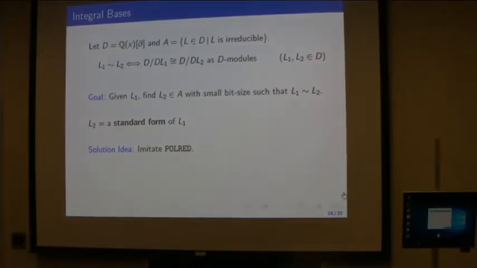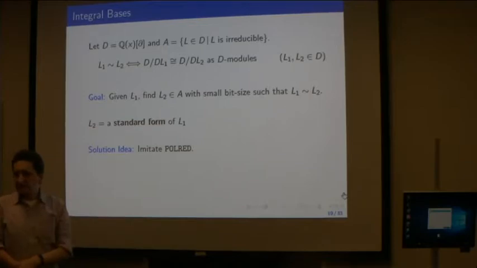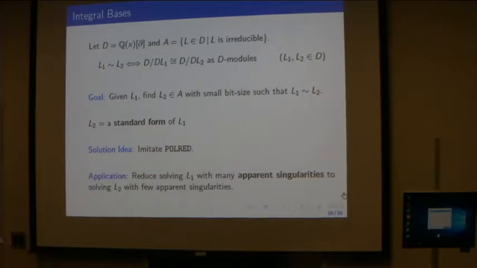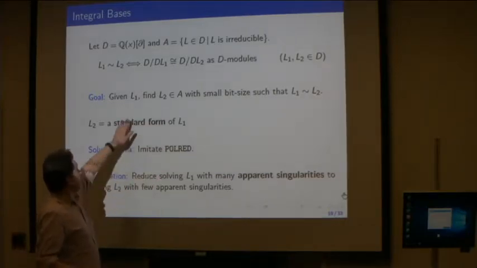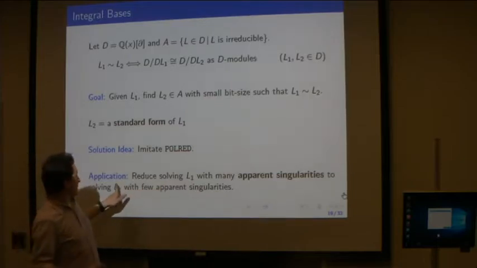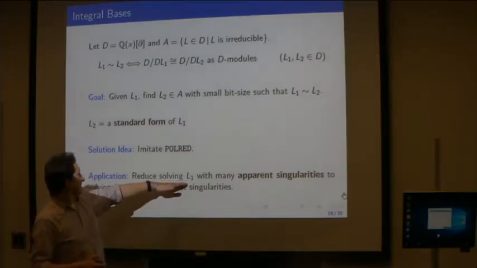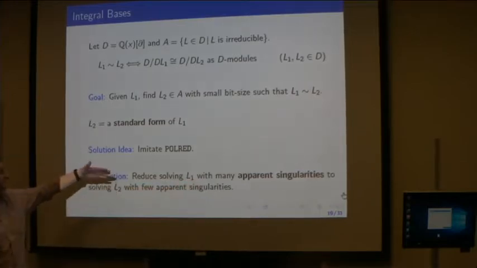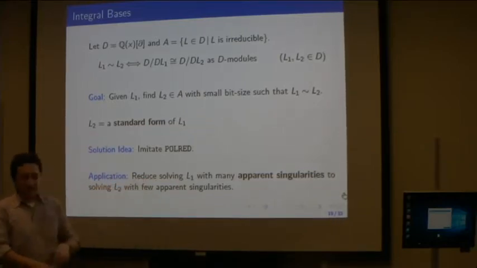So now our solution idea for this problem is to imitate the polynomial algorithm, because we have a similar problem. The first step is to compute an integral basis, then use the LLL algorithm. One application: we can reduce solving a complicated differential operator with large coefficients. We will reduce the number of apparent singularities of L1. L2 will have fewer apparent singularities than L1, and we will try to solve L2. L1 and L2 are equivalent.